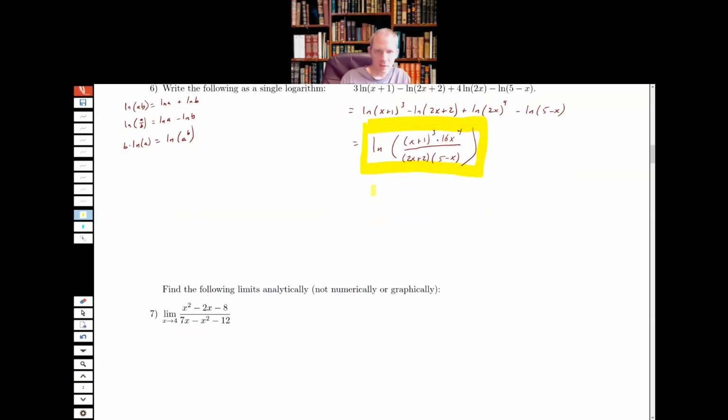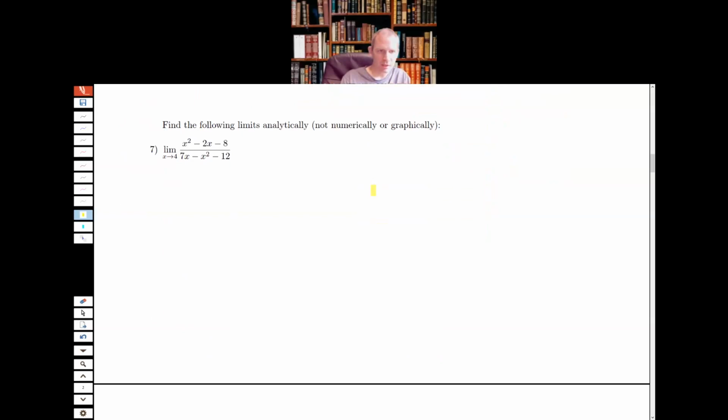Okay, so that's the Chapter 1 review stuff. Now let's get into some of the Chapter 2 stuff. Let's go ahead and evaluate some limits. What I'm going to do for every single limit problem is start by trying direct substitution. So I'm going to have 4 squared minus 2 times 4 minus 8 over 7 times 4 minus 4 squared minus 12.